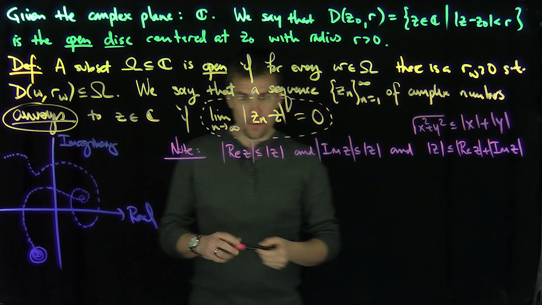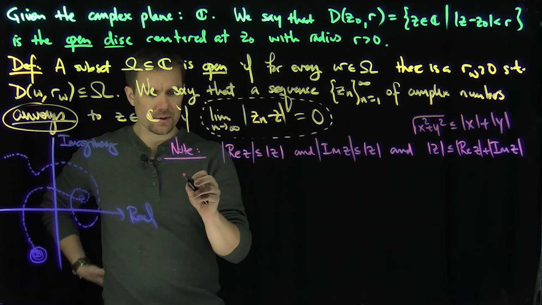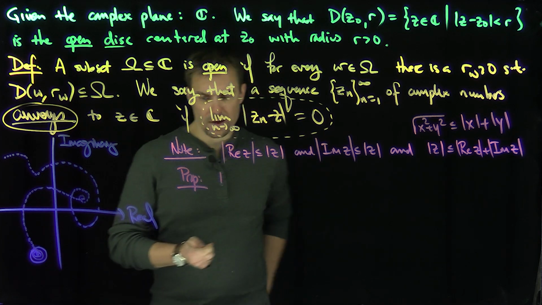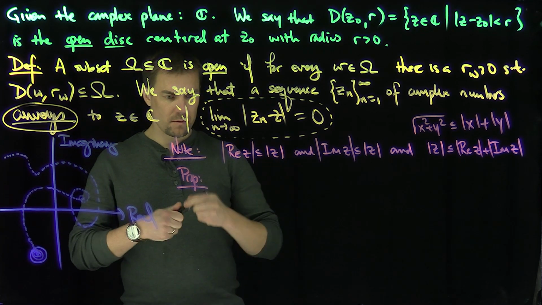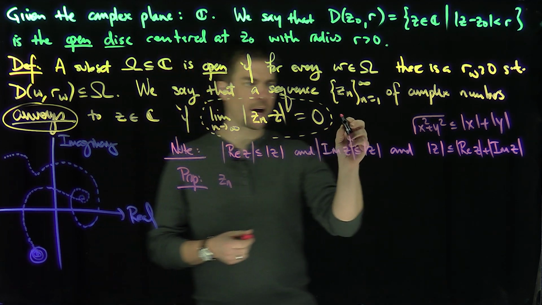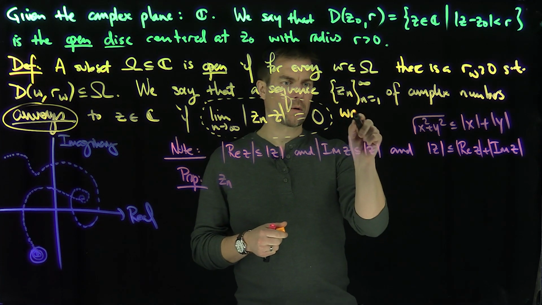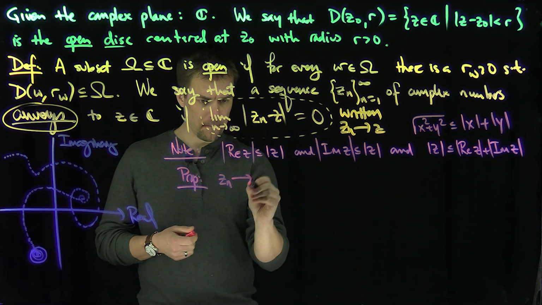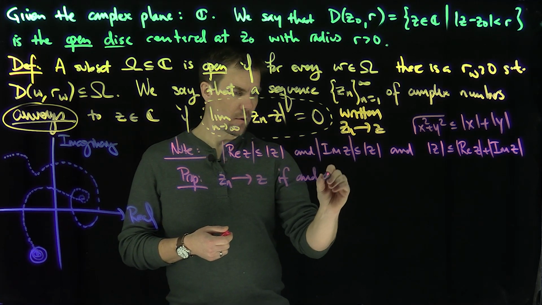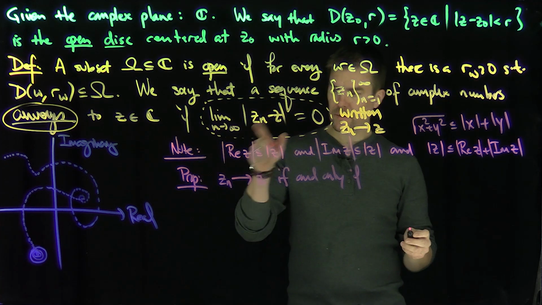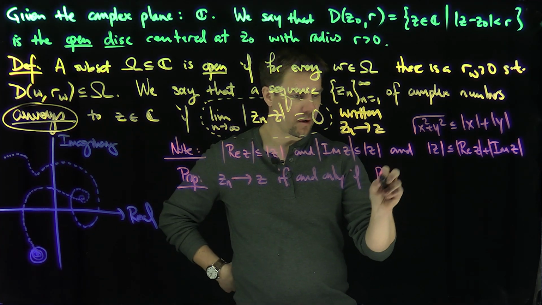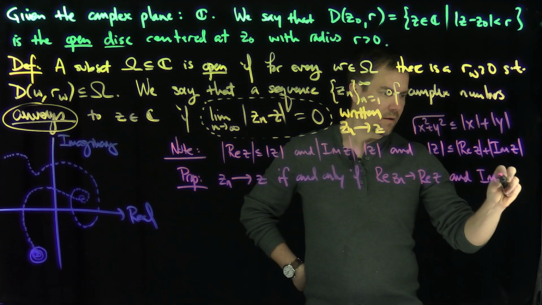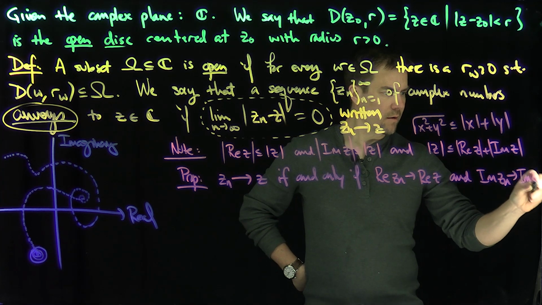Excellent. And so now what does this tell me? This tells me, therefore, that if Zn converges to Z, so hence proposition: Zn converges to Z if and only if the real part of Zn converges to the real part of Z, and the imaginary part of Zn converges to the imaginary part of Z. And that just follows from these inequalities.